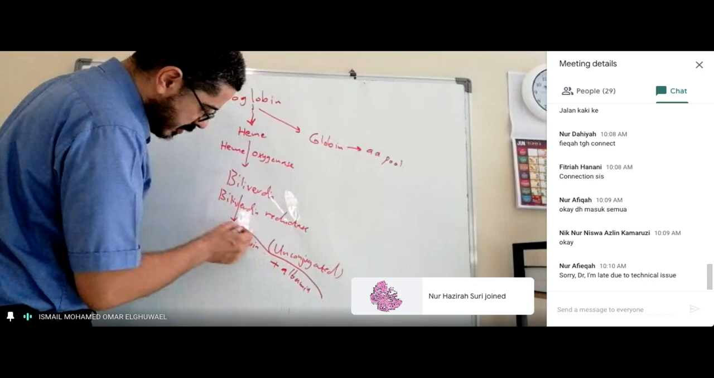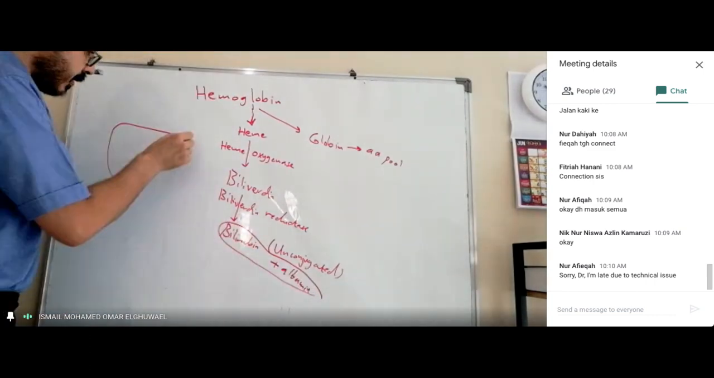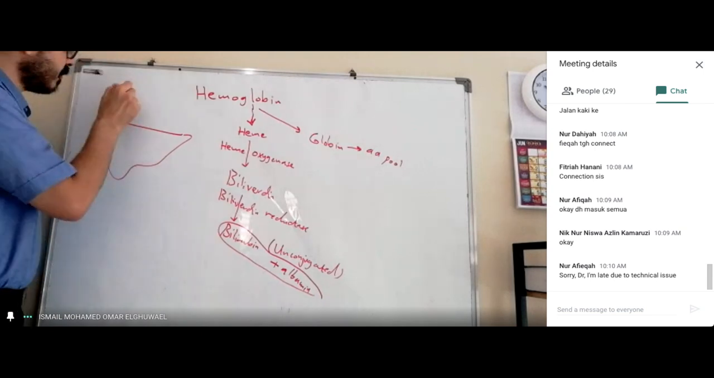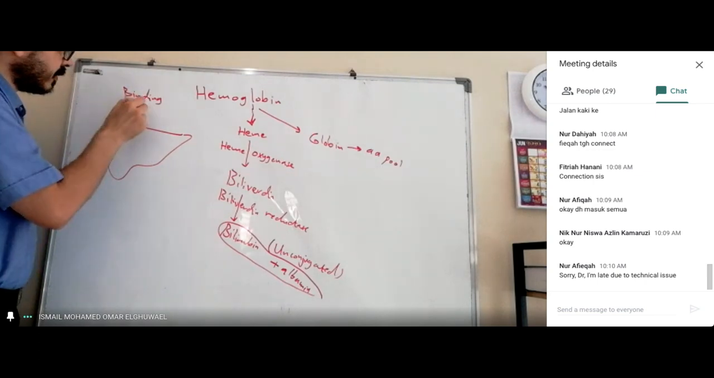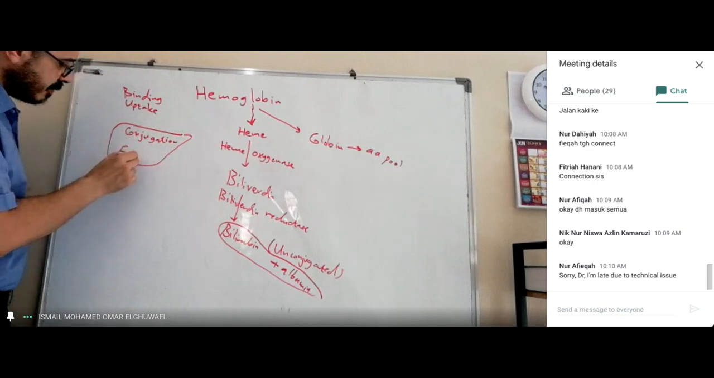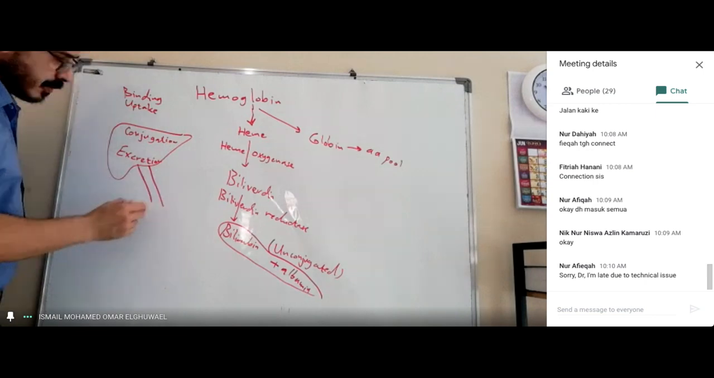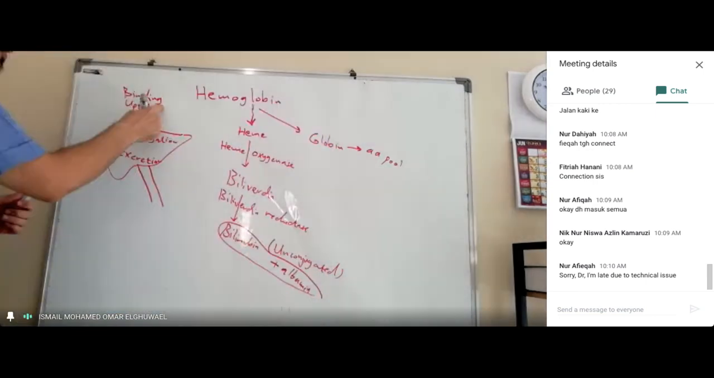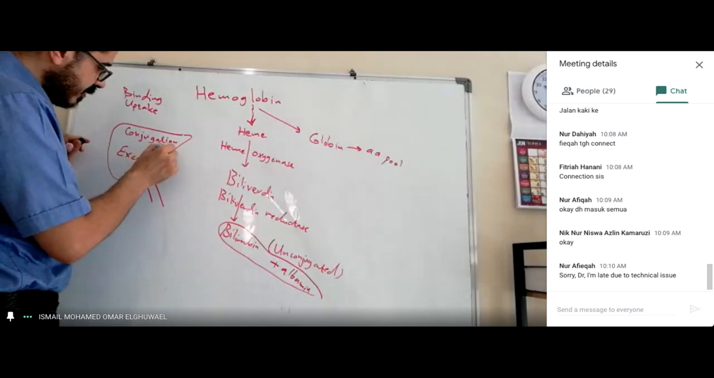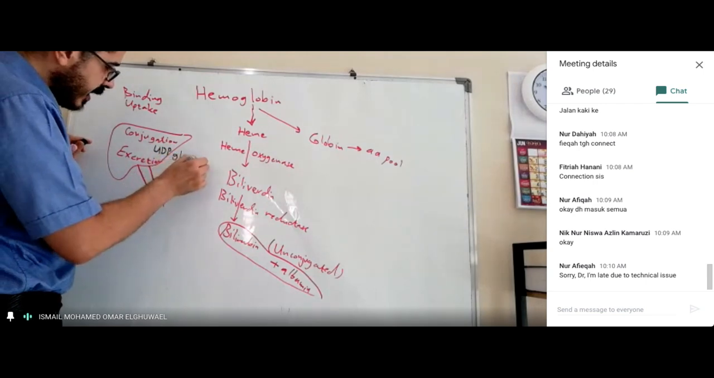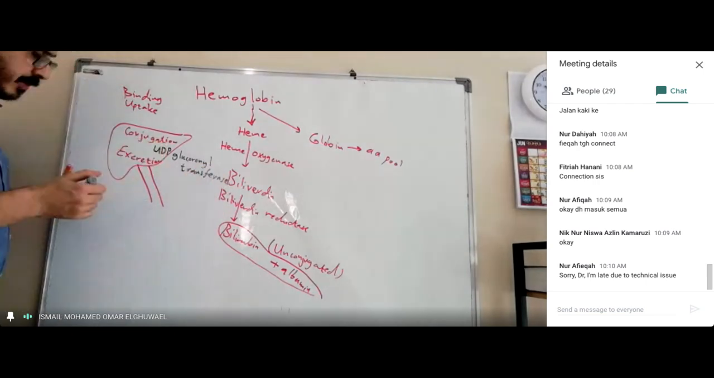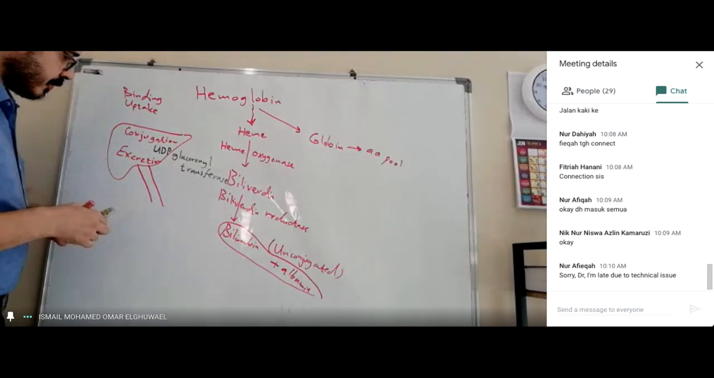Then by the blood circulation, it goes to the liver. In the liver, we have four steps: binding, uptake, conjugation, and excretion. So, binding to the receptors, uptake inside, conjugation with the enzyme uridine diphosphate glucuronyl transferase. That is the name of the enzyme. So bilirubin becomes conjugated and excreted.